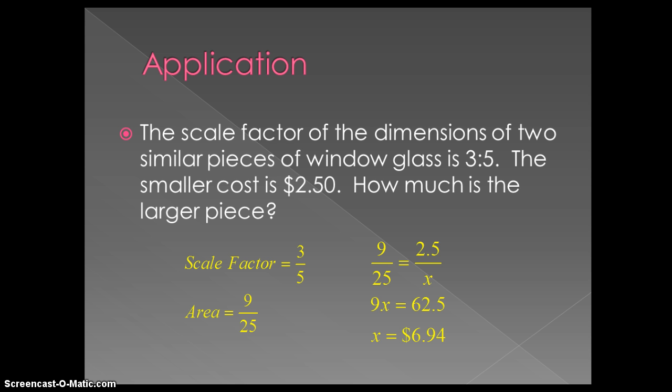Using that, we set up a proportion again. 9 to 25 is $2.50, or 2.5, over x. Cross products gives us 9x equals 62.5, and when we solve for x, we get the larger piece of glass is going to cost $6.94.